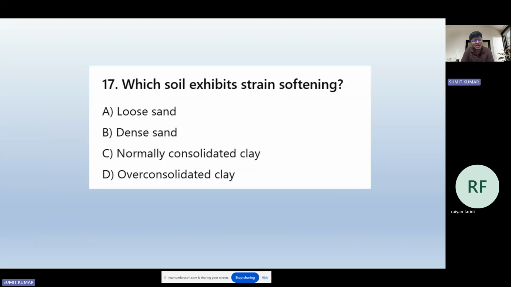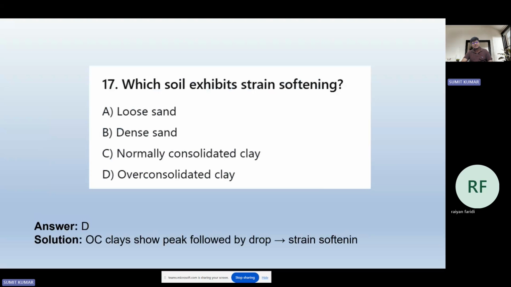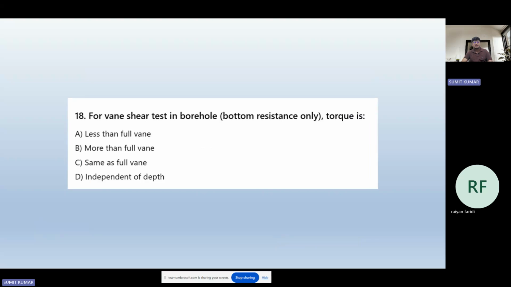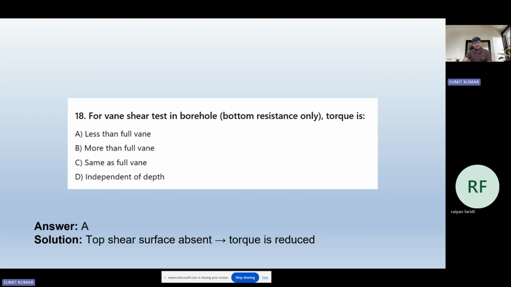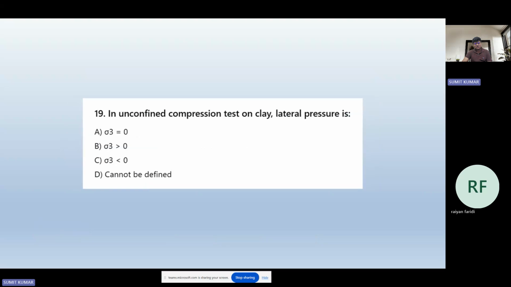In the next part of the problem, it is asked which soil exhibits strain softening: loose sand, dense sand, normally consolidated, or overconsolidated. If you remember, we have seen that for overconsolidated clay there is a peak followed by a drop, which is strain softening. Next question says, for the vane shear test in a borehole with bottom resistance only, the torque is less than the full vane, more than the full vane, same as the full vane, or independent of depth. The answer is A, less than the full vane, since top shear is absent and torque is reduced.